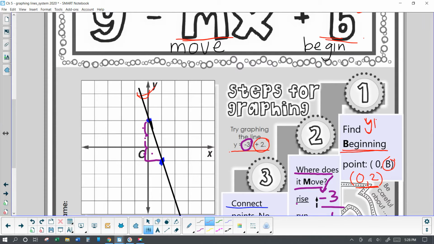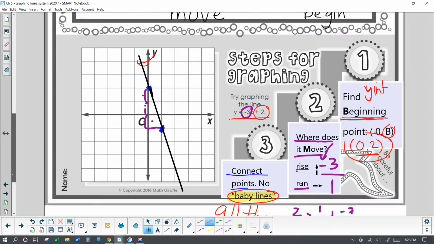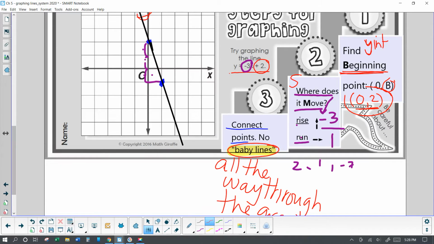I find my y-intercept in my equation, and that's where I start. It's my beginning point, and I figure out where that location is on the graph. Then I take my slope, and I write my slope as a rise over a run. So figure out what your rise is. If my slope is a fraction, it tells me what my rise and run are, right?